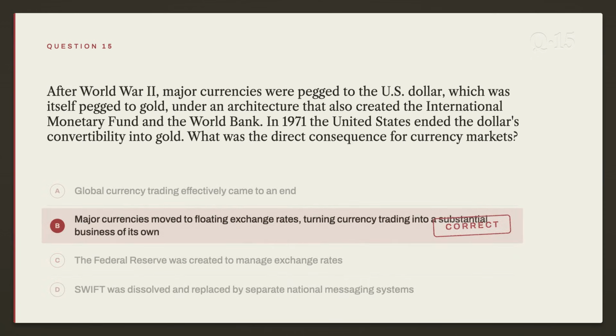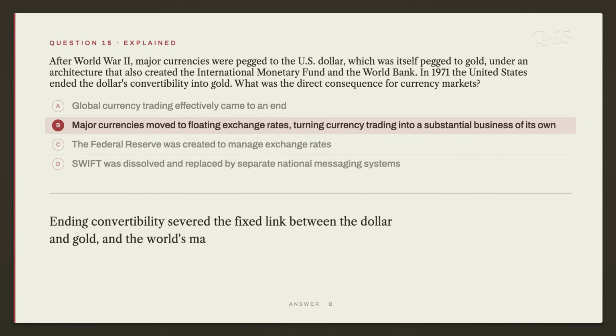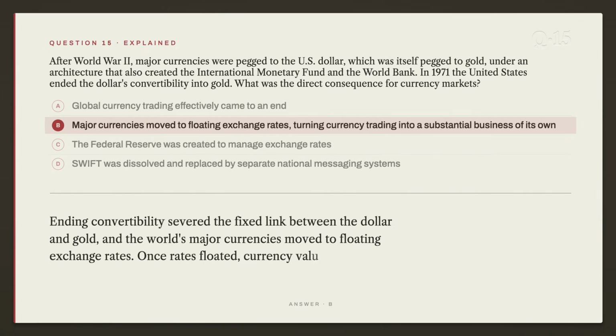The correct answer is B. Major currencies moved to floating exchange rates, turning currency trading into a substantial business of its own. B is correct because ending convertibility severed the fixed link between the dollar and gold, and the words major currencies moved to floating exchange rates. Once rates floated, currency values moved continuously, which made foreign exchange a business in its own right. That shift is the origin of modern global currency trading.